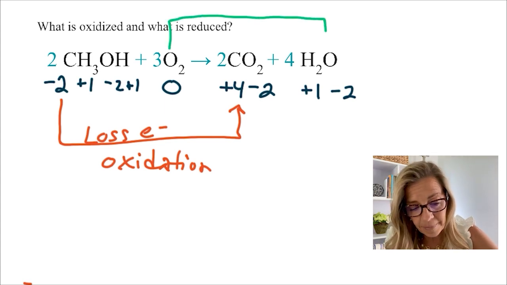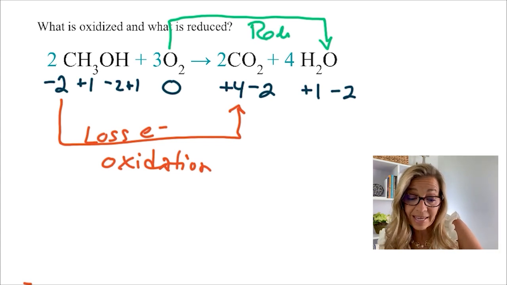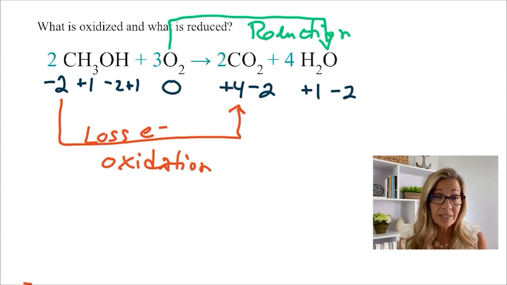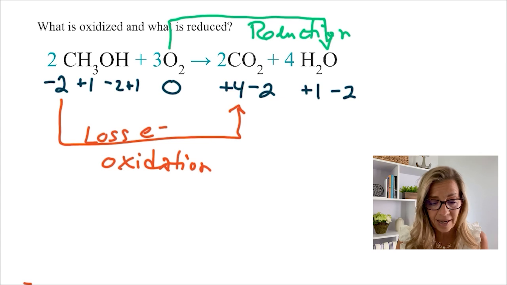Well, let's look up here. I see the oxygen goes from 0 to a -2. What did it do? It gained electrons, and so that is the reduction. Okay, and that is just a clear, simple way to determine what is oxidized and what is reduced. So in this case, carbon is oxidized and the oxygen is reduced.